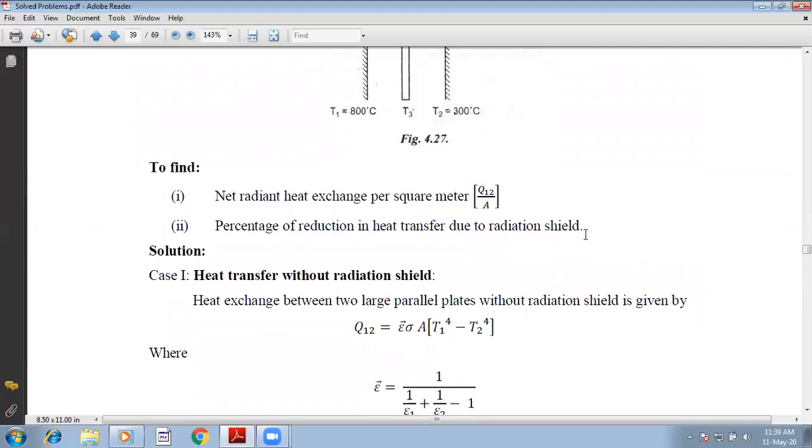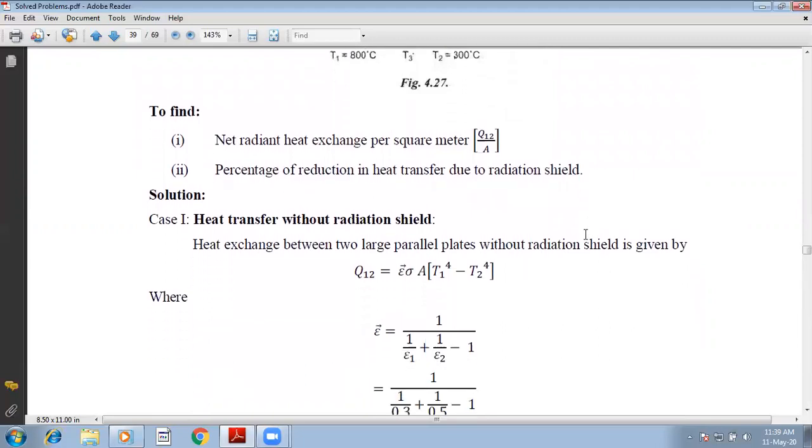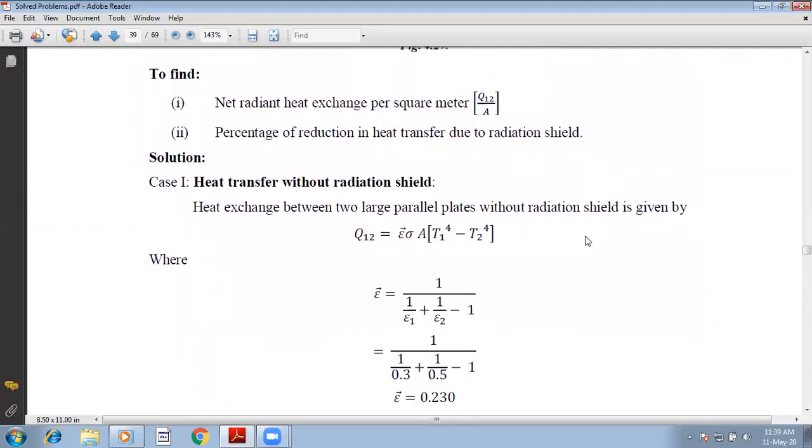As usual, heat transfer without the radiation shield will be sigma A into T1 to the power 4 minus T2 to the power 4 upon an equivalent emissivity, which is given by 1 over 1 upon epsilon 1 plus 1 upon epsilon 2 minus 1, where epsilon 1 is the emissivity of the first surface, epsilon 2 is the emissivity of the second surface.